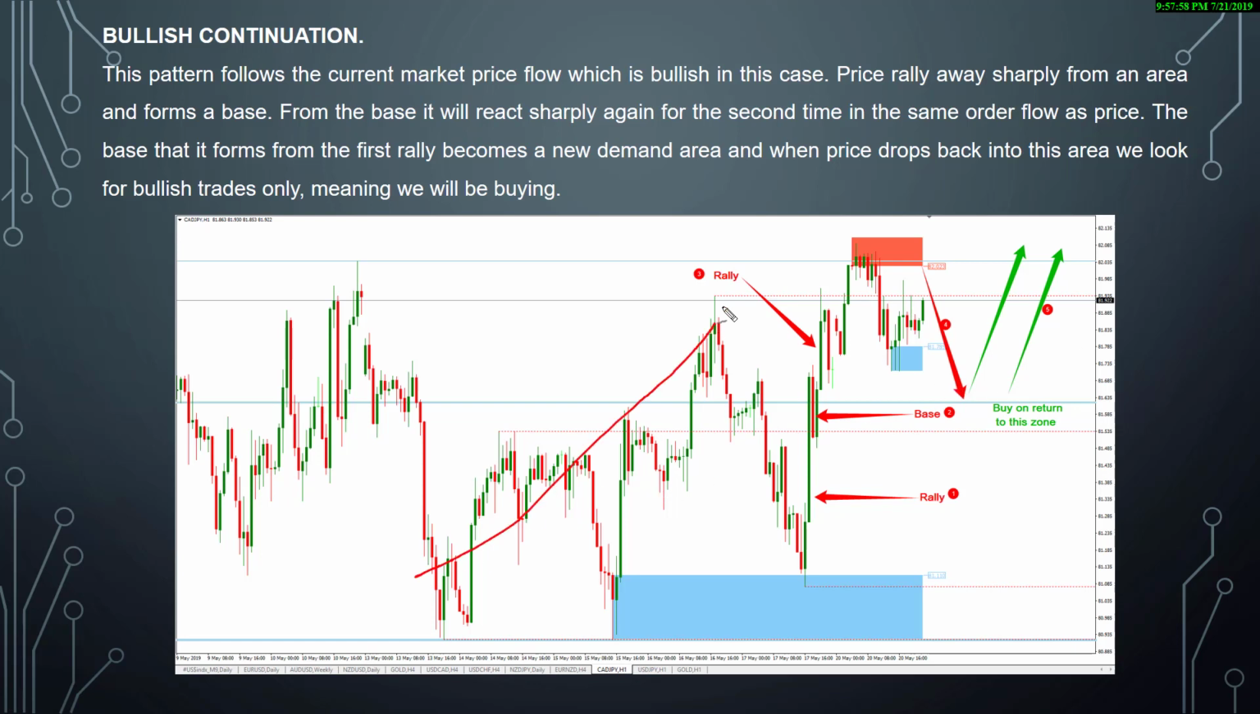Higher time frame price is rallying to the upside. Market is bullish. Now look how market reacts to the 8108 zone. See, this is a strong demand area. Price rallies.